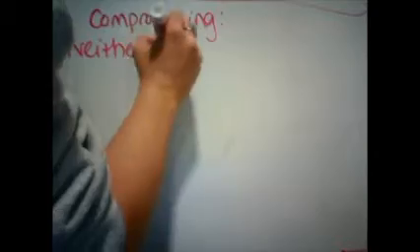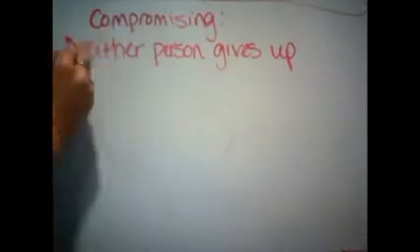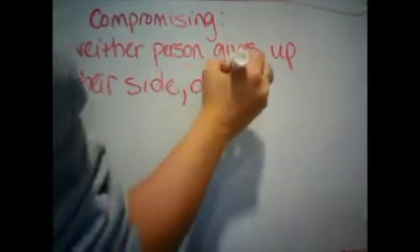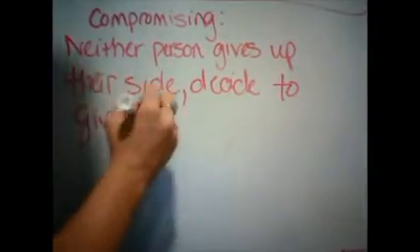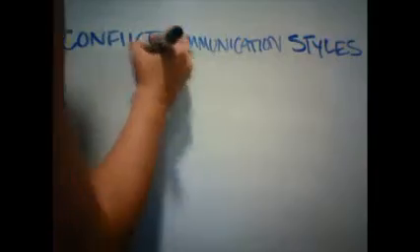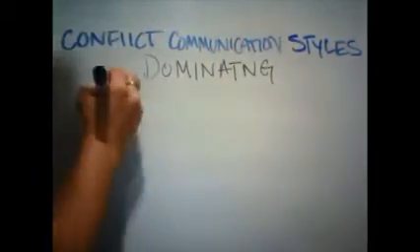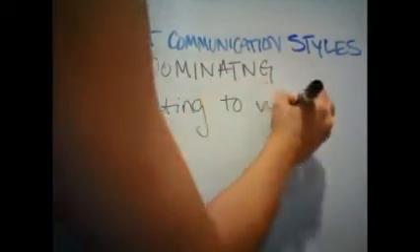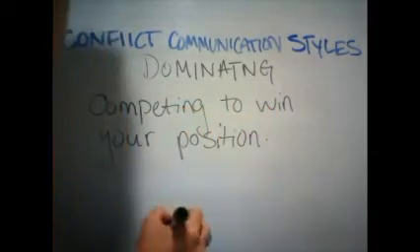Now we're going to move on to our third style, compromising. In compromising, neither person gives up their side. Instead, they decide to give and take in order to come to a solution. Moving on to dominating, which is basically competing to win your position. An easy example of this would be the presidential debate.